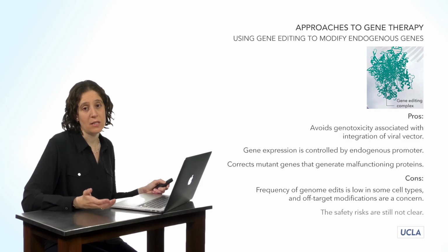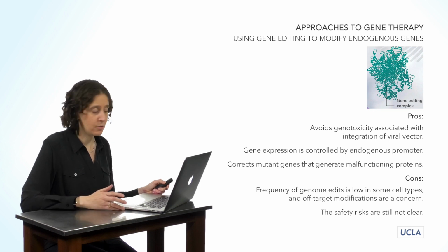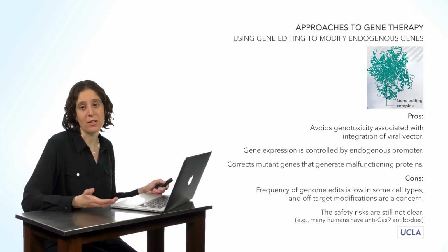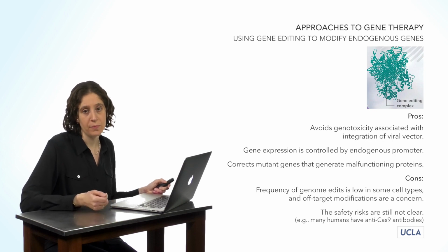And finally, since gene editing to correct human disease genes is relatively new, the safety risks are still not entirely clear. For example, a recent study found that many people actually have anti-Cas9 antibodies, which raises the possibility that CRISPR-Cas9 gene editing could cause a serious immune reaction in some people. So more research involving gene editing is clearly needed, but there are clinical trials involving gene editing that are currently underway. Now, I just want to give you a brief history of gene therapy.